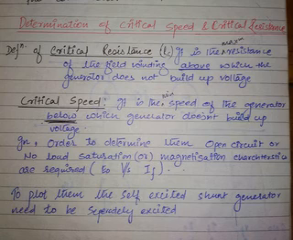Determination of critical resistance and critical speed. Now listen. In order to determine critical resistance and critical speed of a self-excited shunt generator, you are required to plot the open circuit characteristics, or no load saturation characteristics, or magnetization characteristics. All are the same. These are basically no load induced EMF versus field current.